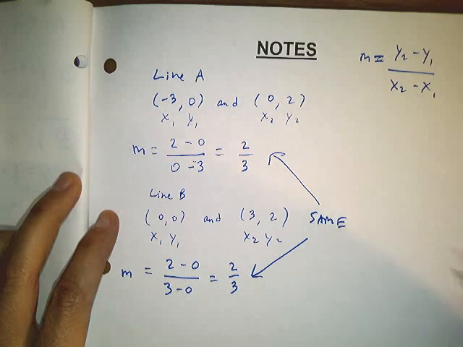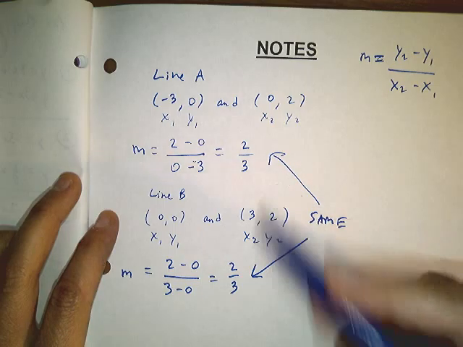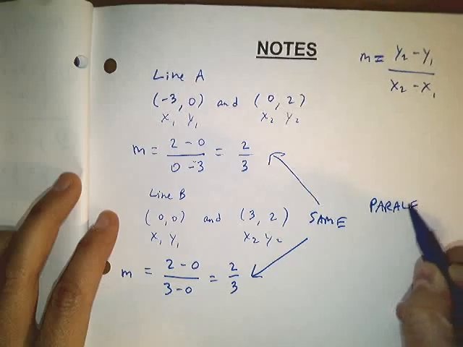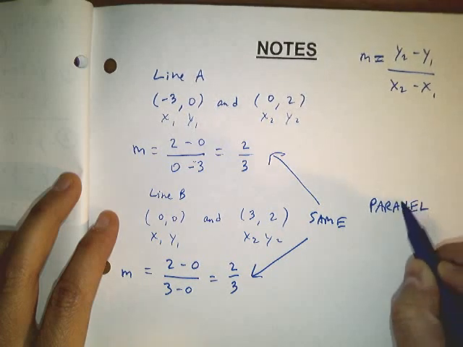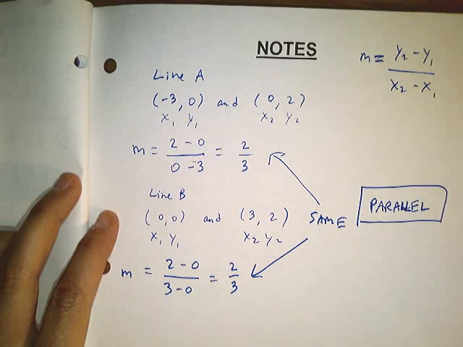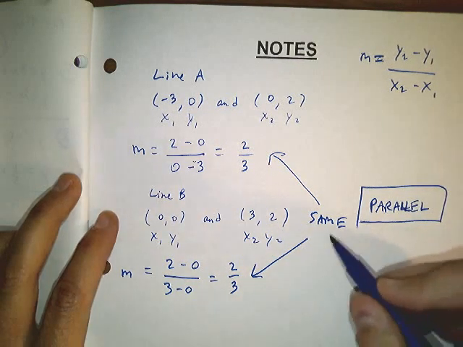Well, are these two lines parallel? That's the question. Well, yes, they are, if they have the same slope. Oops, I missed an L. There we go. Parallel. Yes, they are parallel. They have the same slope.